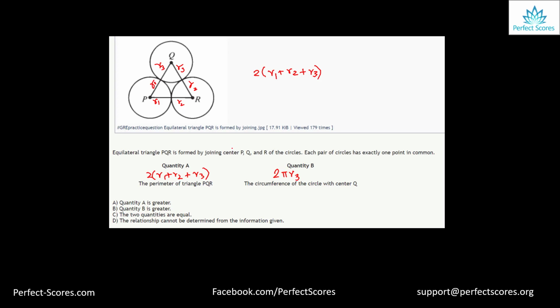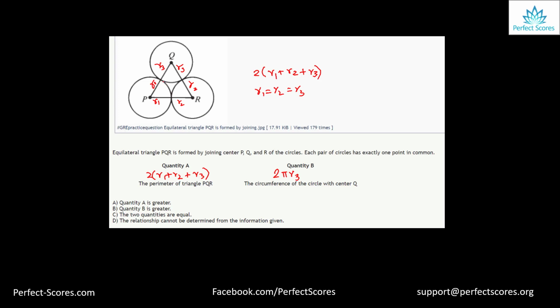What we have to do is compare these two quantities, and see which quantity is greater and which is not. So how do we do that? Now, the equilateral triangle is formed by all these circles. One thing you can see, by the symmetry of this particular problem, is that R1 has to be equal to R2, which has to be equal to R3.